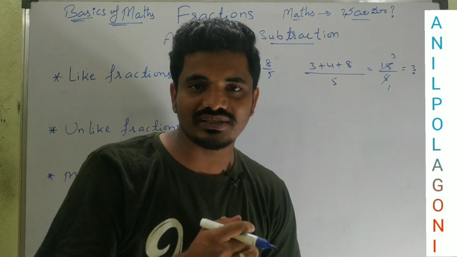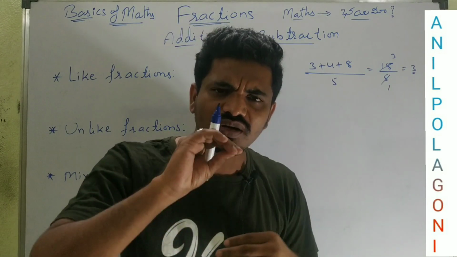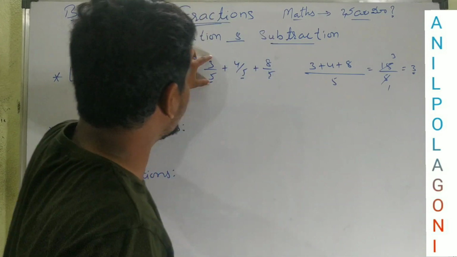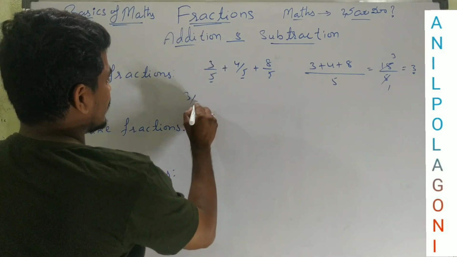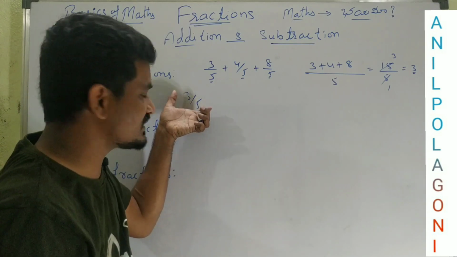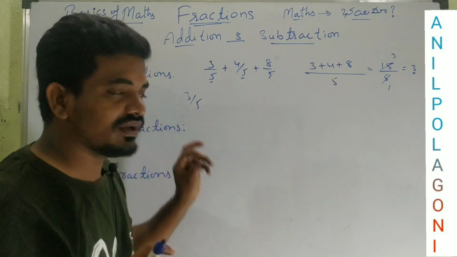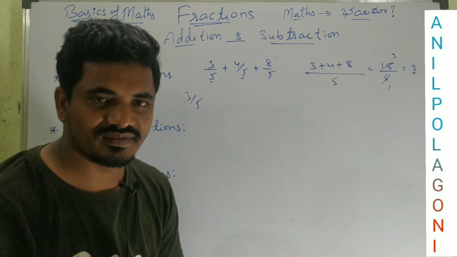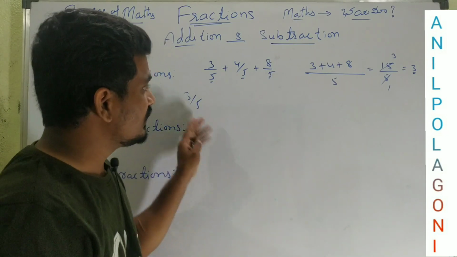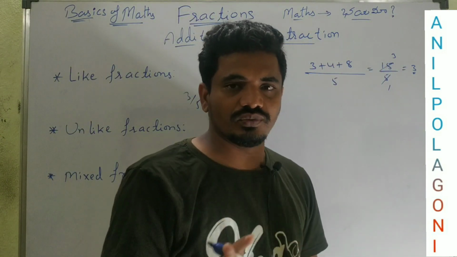What is meant by a simple fraction? A simple fraction is one where both numerator and denominator do not have any common factor other than 1. For example, here 3 and 5. These two numbers we can't cancel again. So this is what we call the simplest form of the fraction. That means the numerator and denominator are co-primes, they have no common factor other than 1. Understood? So if they have cancellation, then you have to do it. Otherwise, no need.